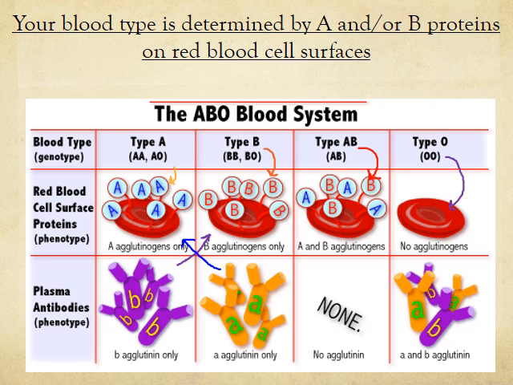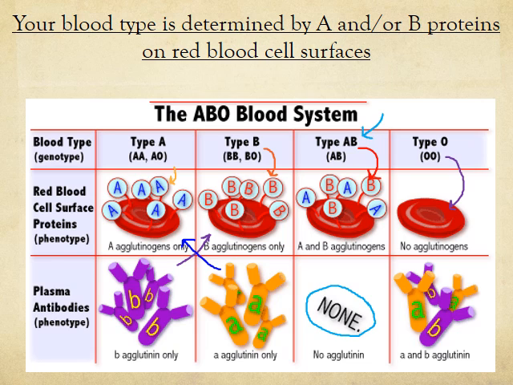Now, if you've got AB, you're kind of lucky. If you have AB, you have none of these antibodies in your bloodstream, meaning that you can accept blood from an A-type, or a B-type person, or an AB person, or an O-type person. So basically, they call the AB the universal acceptor. If you're AB blood type, you can accept blood from just about anybody, and your body will not reject it.